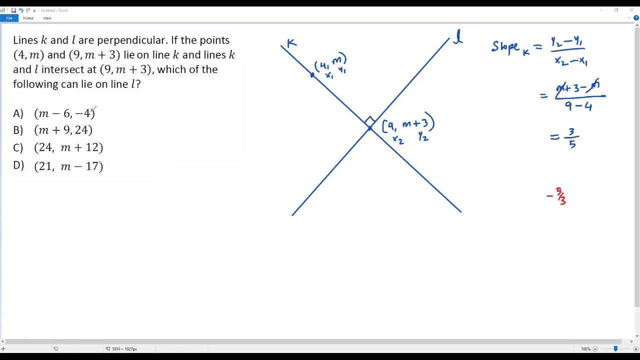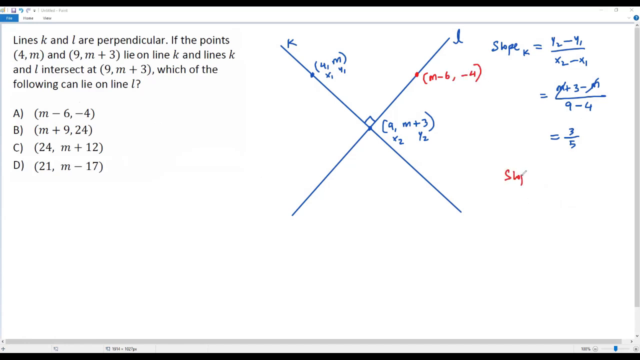Now let's consider the points in the given answer choices one by one on line L and find the slope. We have to get the slope -5/3. Then we can decide that particular point lies on line L. Now let me take the point in answer choice A. Let me consider this point on line L, that is (m - 6, -4).